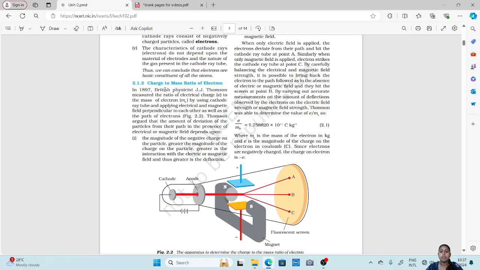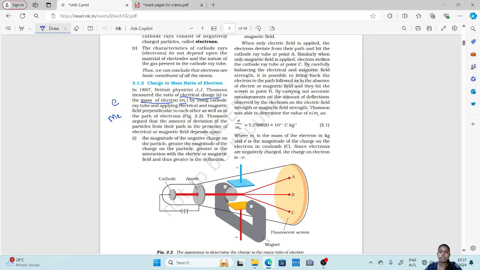Now a British physicist J.J. Thomson measured the ratio of electrical charge, that is e, to the mass of electron, that is Me. So electrical charge we represent it as e and mass of electrons we represent it as Me. He measured e by Me using cathode ray tube and applying electrical and magnetic fields perpendicular to each other.